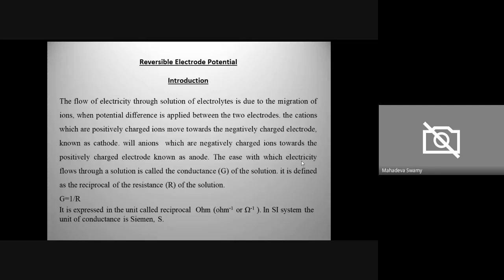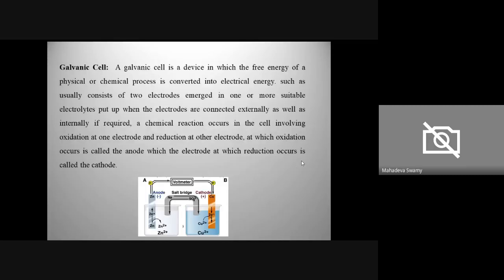We represent it by G in the case of a solution. It is defined as the reciprocal of the resistance. The definition of conductance is the reciprocal of the resistance of the solution. The resistance we represent by R. So G, which stands for conductance, is equal to 1 divided by R. It is expressed in the unit called reciprocal ohm or ohm inverse, or in the SI system, the unit of conductance is the Siemens. We represent this by capital S. This is also very fundamental to you.